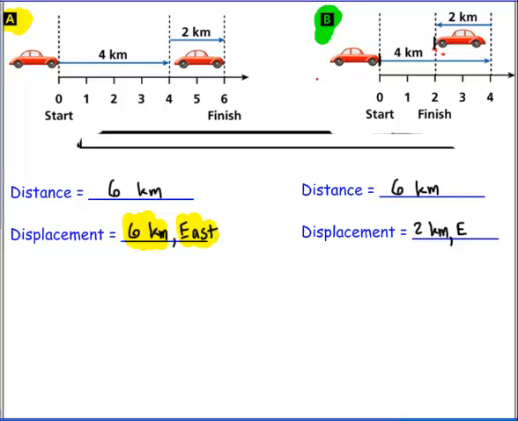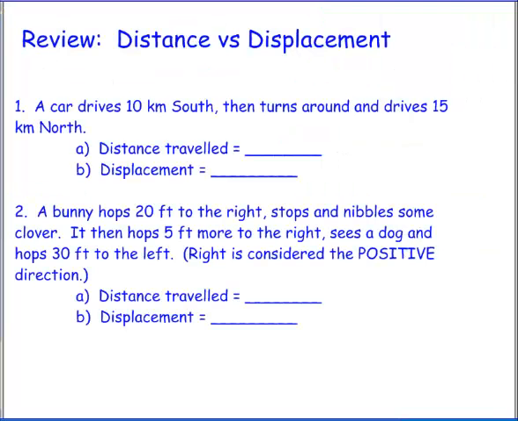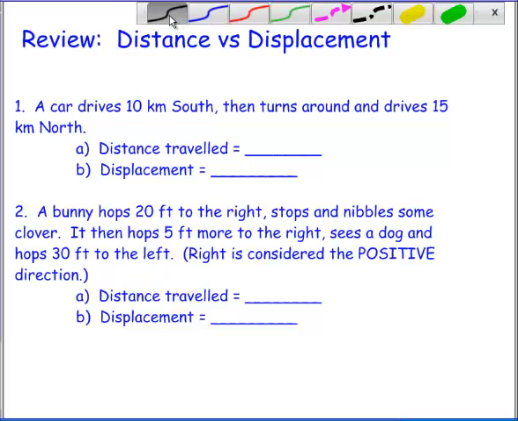Most of the time we won't have diagrams such as these, we'll have word problems. So let's take a look at a couple word problems, have these in your notes, and we can go through them a little bit more in class next time. Question 1 says a car drives 10 kilometers south, then turns around and drives 15 kilometers north. Sometimes it does help to draw a diagram of what's going on.